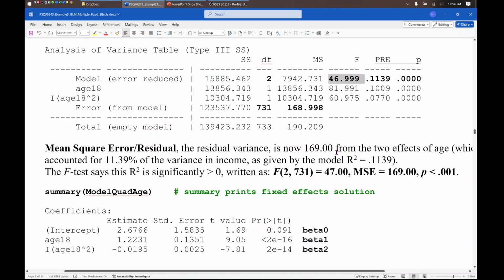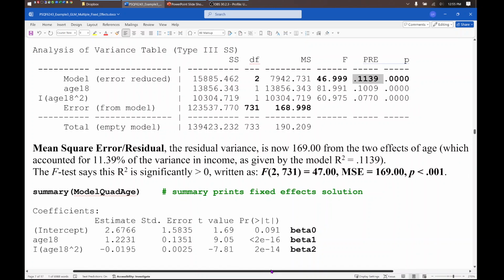So F is 47 in this example, decidedly significant, with P less than 0.0001. PRE is how we get the R square for the model. So I have summarized all of that in this little paragraph here. The F-test says R square is significantly greater than 0. Note that it's not two-tailed in the sense that R square can't go negative. So this is a test of R square greater than 0. F also can't go negative.